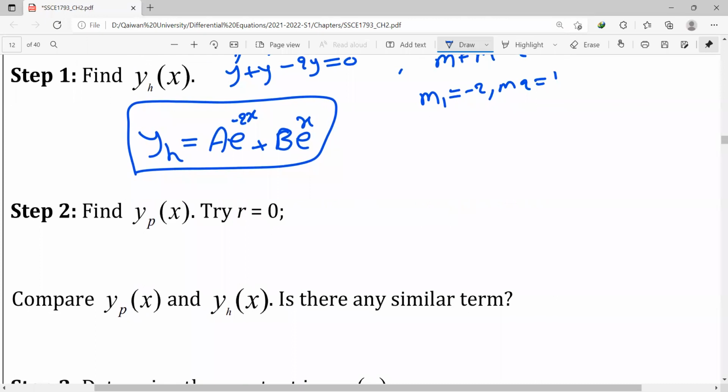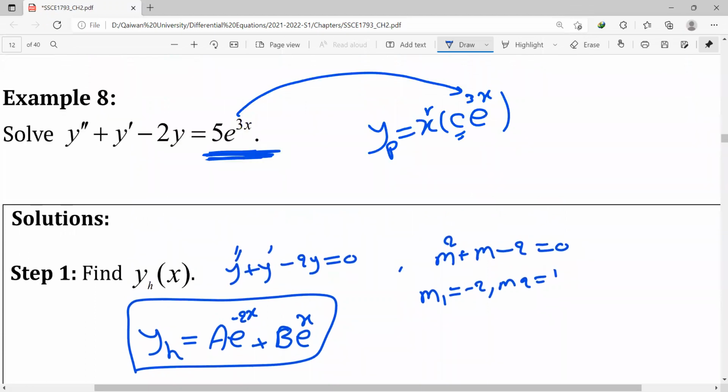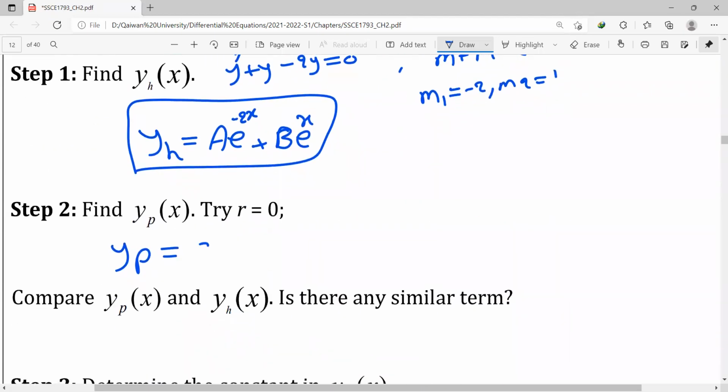Here, for r to be 0, x to the power r is x to the power 0, so we get 1 here. That means we get c e to the power 3x. Is there similar terms between these two?